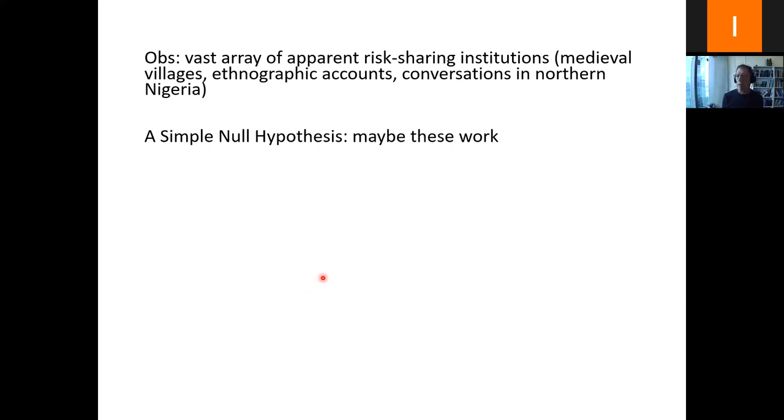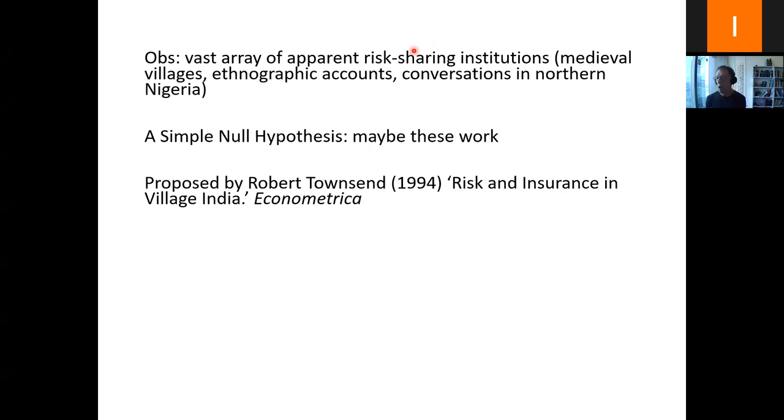For me, my work on this was really sparked by conversations with farmers in northern Nigeria, where they were telling me about the risk-sharing components of activities that I didn't understand. So a simple null hypothesis is that maybe these risk-sharing institutions work. Maybe they permit individuals within rural communities to efficiently share risk. This was proposed by Robert Townsend in his seminal paper in 1994, Econometrica, Risk and Insurance in Village India.